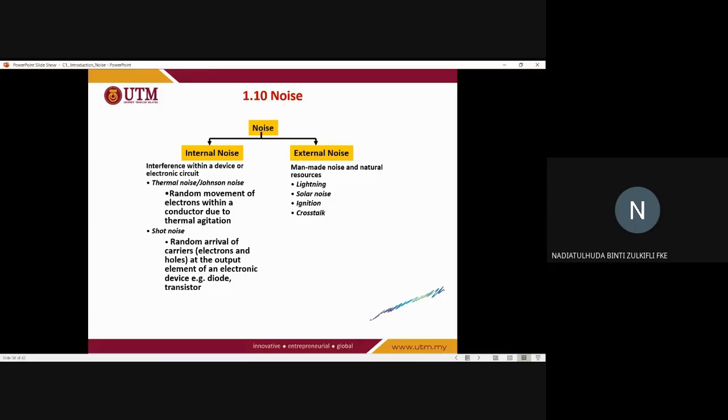Next is external noise. This can be from the environment, whether man-made or natural. Man-made is like ignition. Natural can be lightning, or solar noise from the sun. Crosstalk can be from other systems that are near to your system.